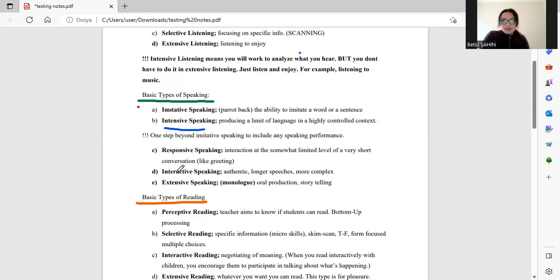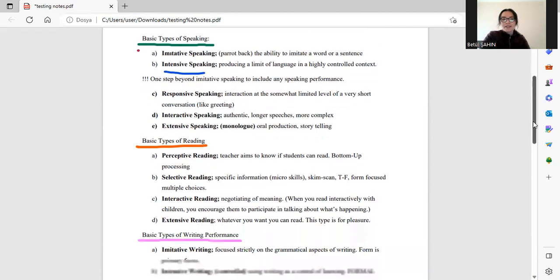And fourth one, interactive speaking. Interactive speaking is authentic, longer speeches. It's more complex than responsive speaking. We can give an example for it: daily conversation. For example, we meet a friend and then we talk to them. So this is kind of interactive speaking. And extensive speaking is also called monologue. We can call it monologue. Oral production. In storytelling, we use extensive speaking.